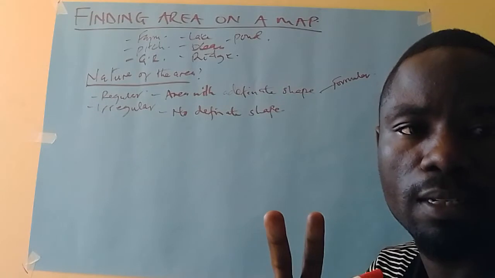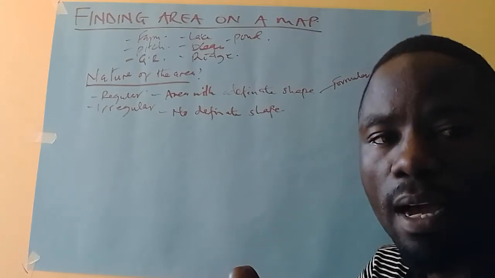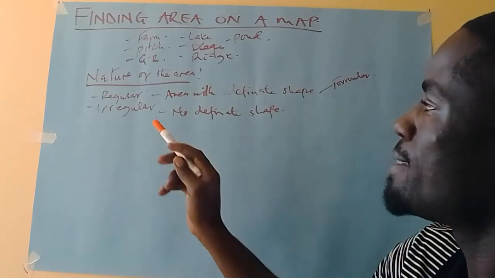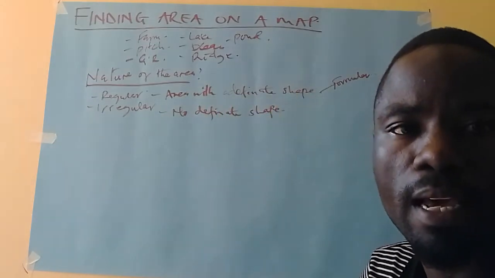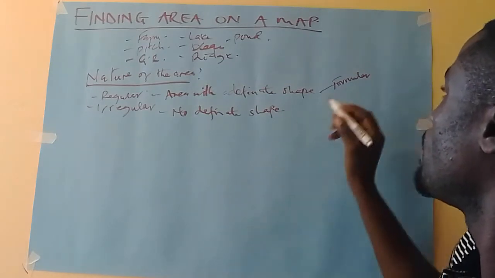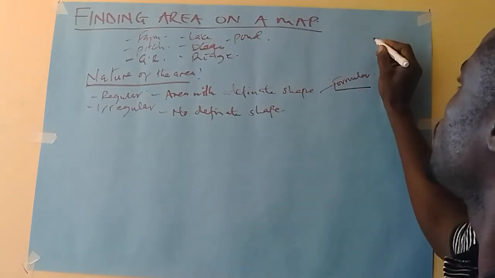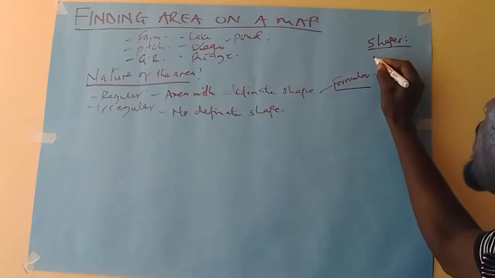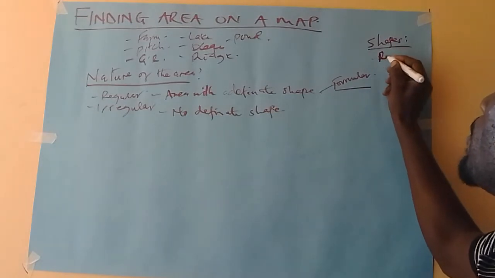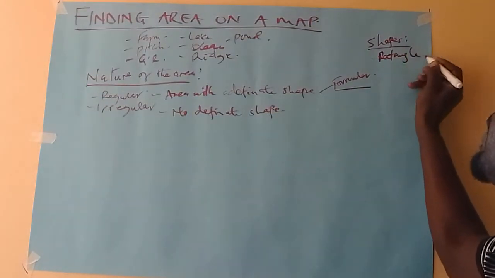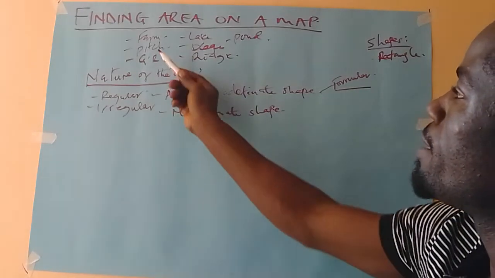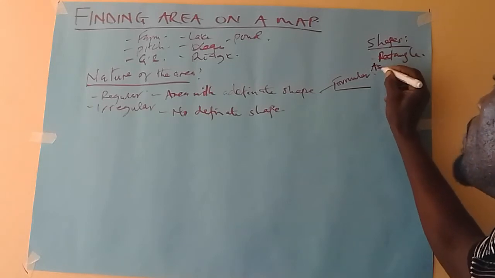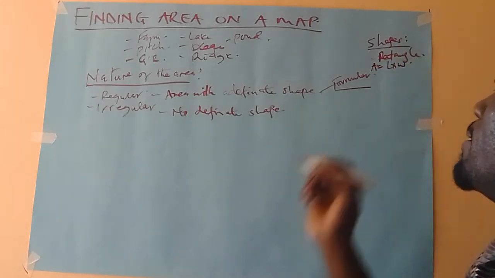What is the nature of the area? We have two types of areas: regular and irregular. A regular area is an area which has a definite shape. If the area has a definite shape, that means it has a formula. For example, we have shapes here. It can be a rectangle. The area can be rectangular. For example, you may find that a farm is rectangular in shape. Note that. And the area of a rectangle, we know that it is length times width.